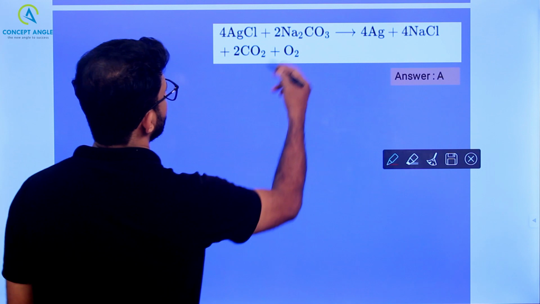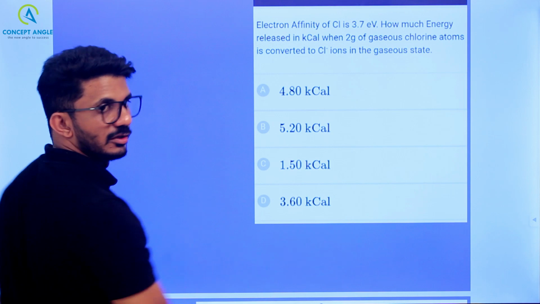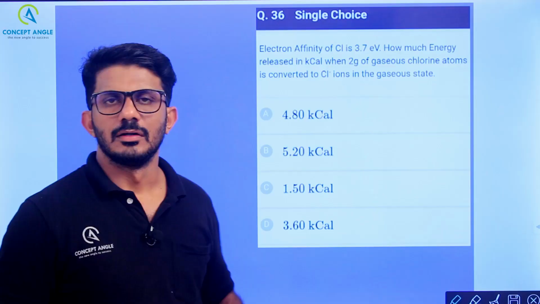When AgCl is heated with sodium carbonate, it forms silver. It's a simple reaction, a direct question. Nothing to explain. Some questions are like that, direct, especially from inorganic and P block or S block.